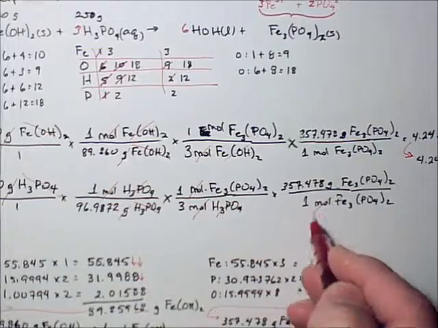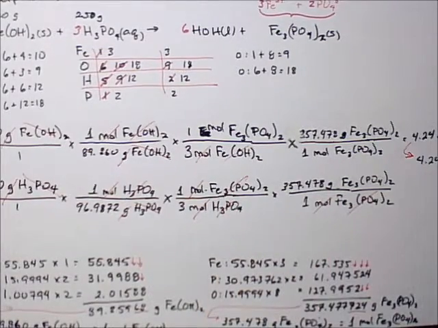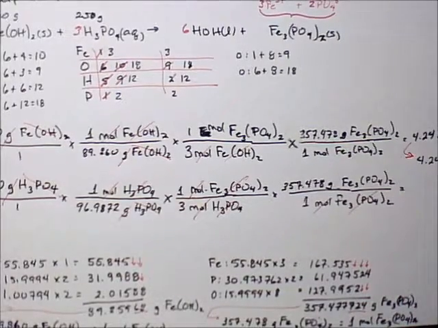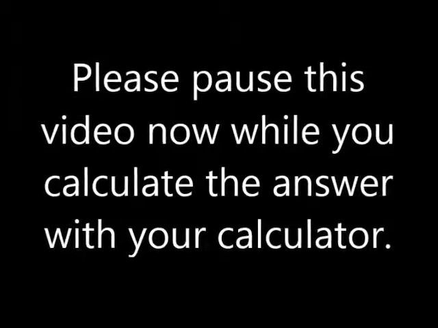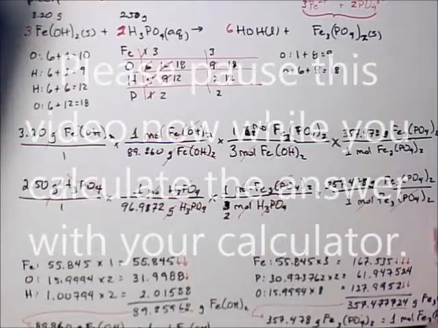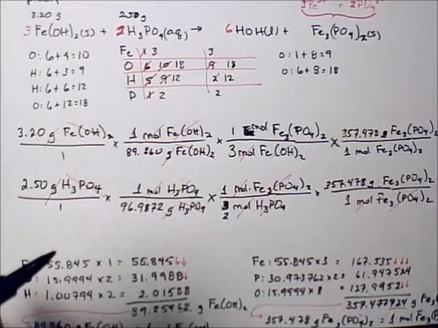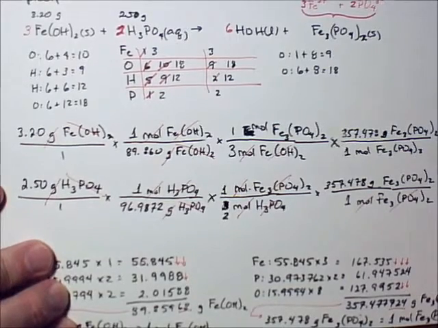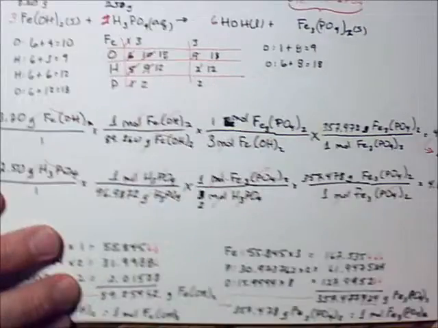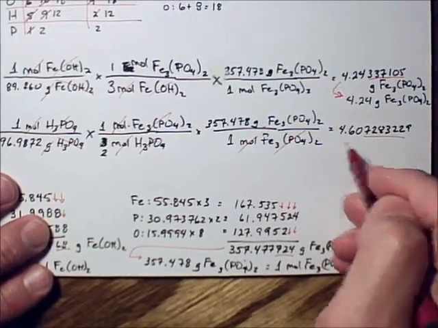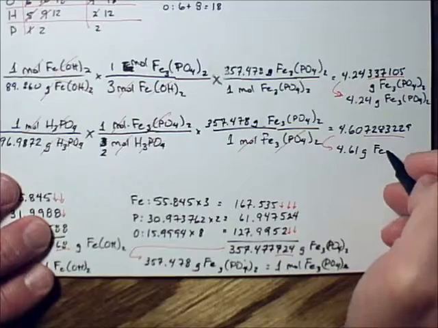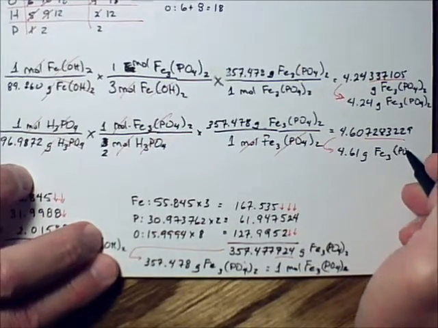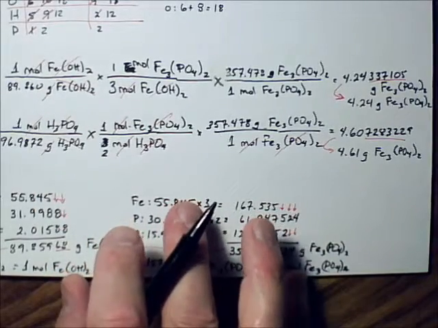Alright, moles of phosphoric acid cancel, moles of iron 2 phosphate cancel. We're left with grams of that. And we do the math the same way. Multiply everything across the top. Alright, so we get 4.60. If y'all hang on just a minute, we'll have this answer cleared out. Alright, this is all the math you need to do.